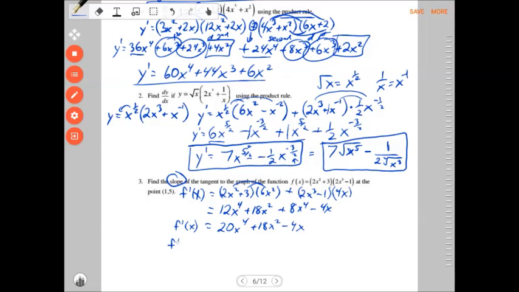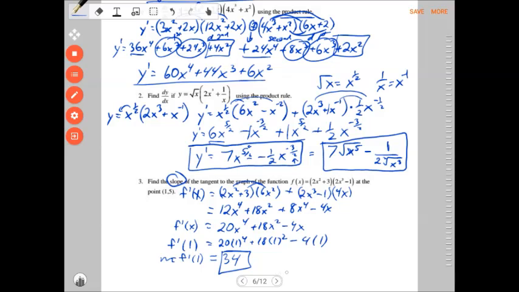Anyway, so then of course we want f prime of 1. Wow, that's a terrible one. Okay, so f prime of 1 is going to be 20 times 1 to the 4th plus 18 times 1 squared minus 4 times 1. Well, 20 times 1 to the 4th is just 20, and then this is going to be 18, so 20 plus 18 is 38, minus 4 is 34. So the slope, f prime at 1, is 34. Positive 34, so that's awesome.